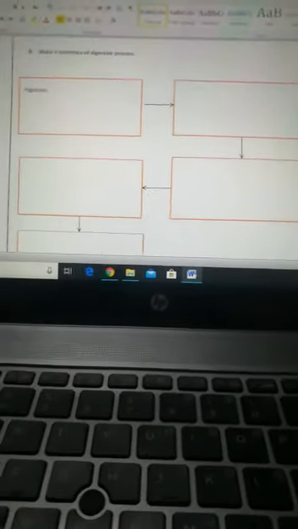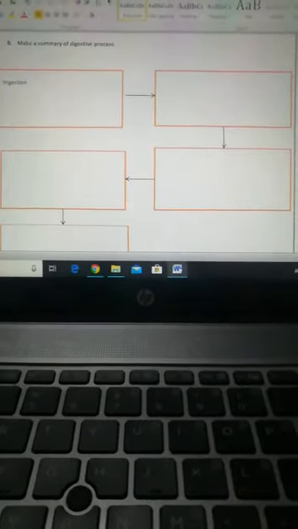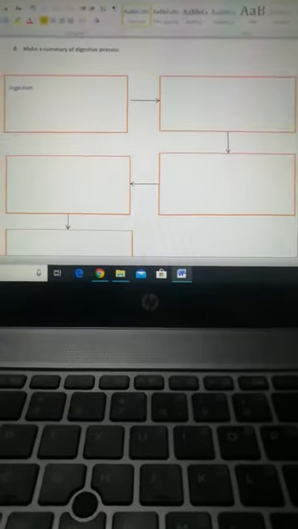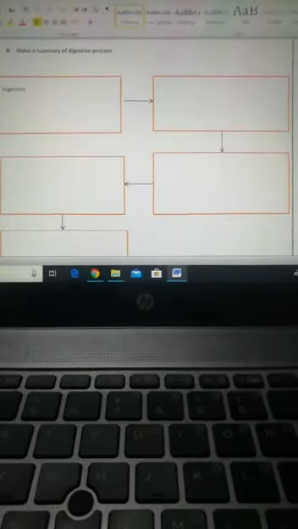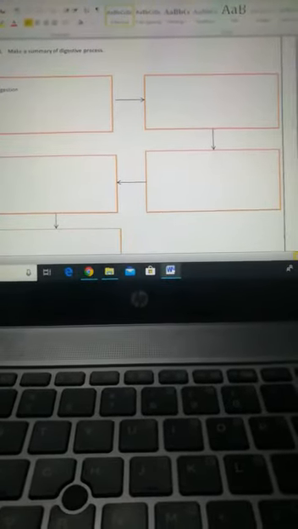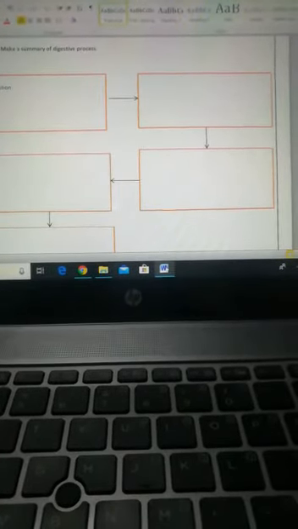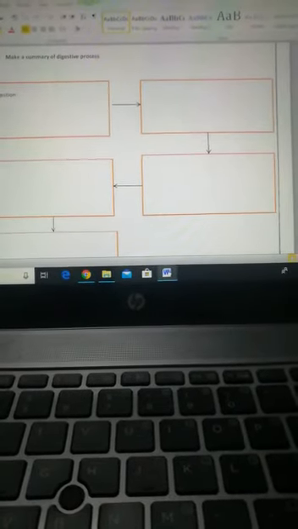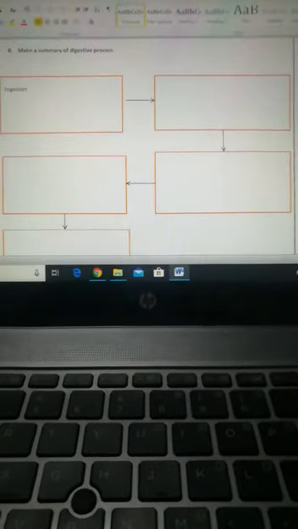And then part B is make summary of digestive process. So you have to make the summary of the digestive process starting from ingestion to digestion, then absorption, assimilation, and egestion. There are 5 steps and 5 blocks are drawn. You have to write the name of every step and give a brief explanation of that step.